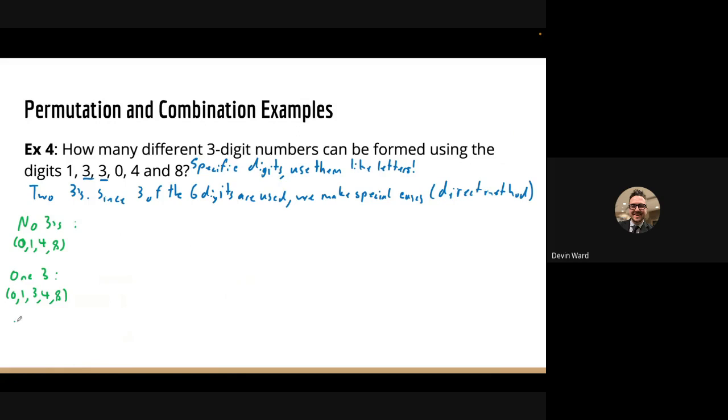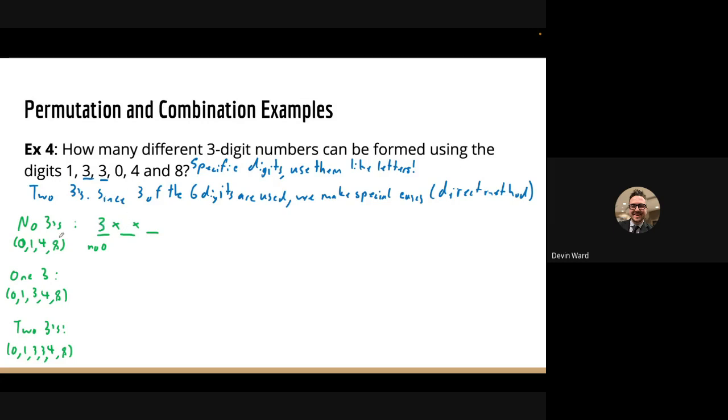And then we'll look at when we have 2 3s. Okay. And we're going to have 0, 1, 3, 3, 4, and 8 as potential options for our digits. Okay. So if we have no threes, the only thing we need to look at, our only restriction, will be not having a 0 in the first slot. So we can't have 0 here. So that means we have 1, 4, and 8. So we have 3 options that can go there.